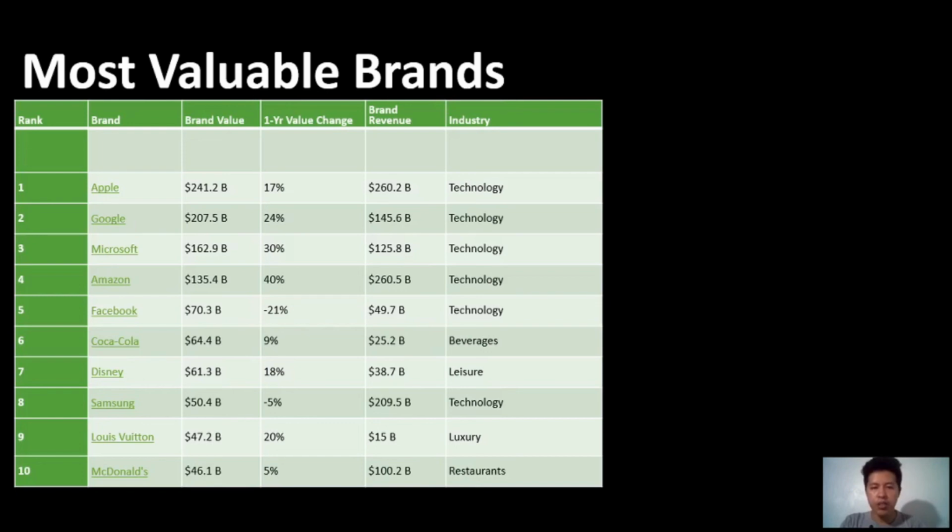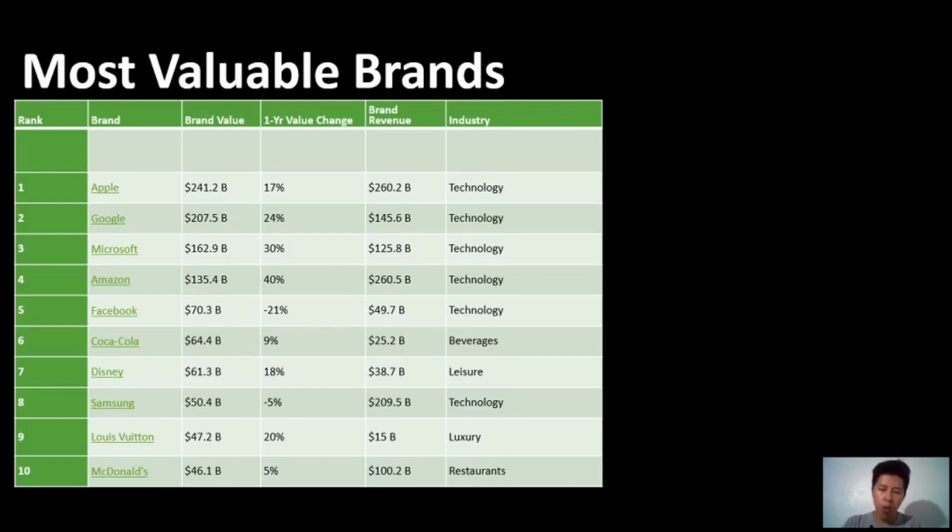Google or Alphabet Corporation is valued at $207 billion. Microsoft at $162 billion. We have Amazon at $135 billion. We have Facebook at $70 billion. And if you notice, there is a significant drop in Facebook's brand value. It's because of the recent issue of Facebook selling the identity and the data of customers to third-party corporations and companies in order to target specific marketing sponsored ads. And so that's the reason why they have a reduced brand value of negative 21%.